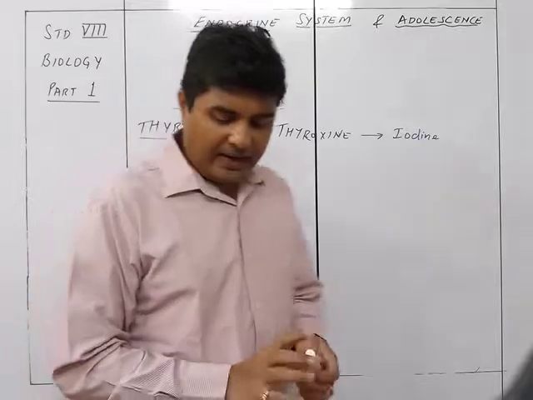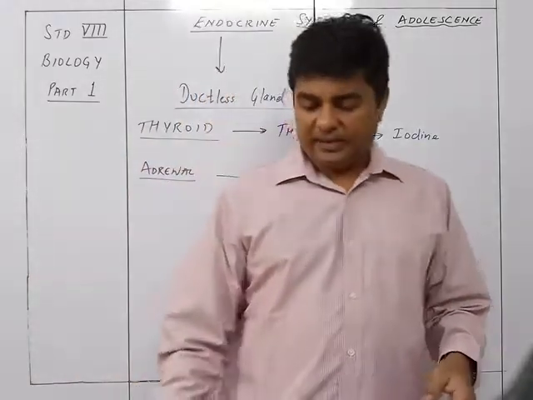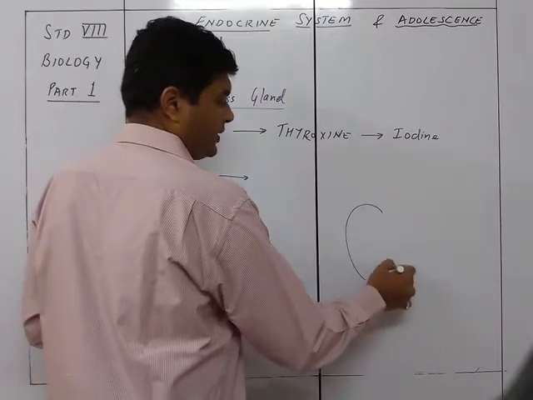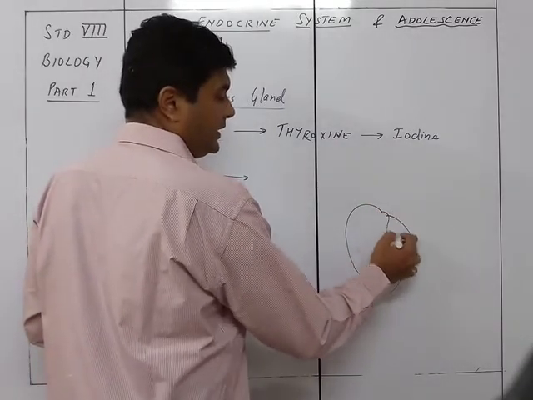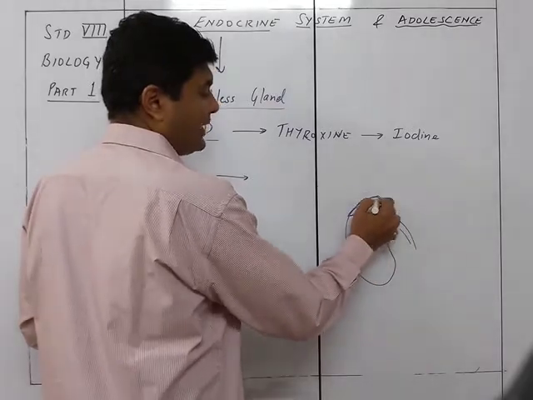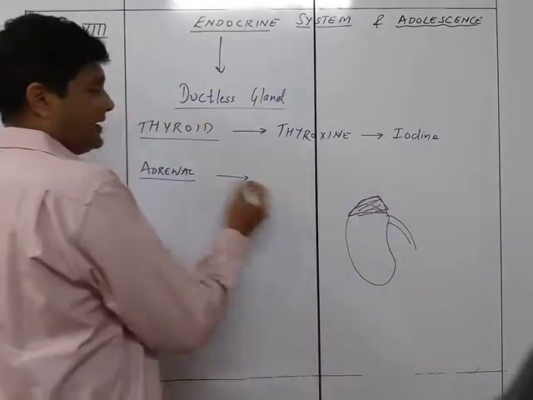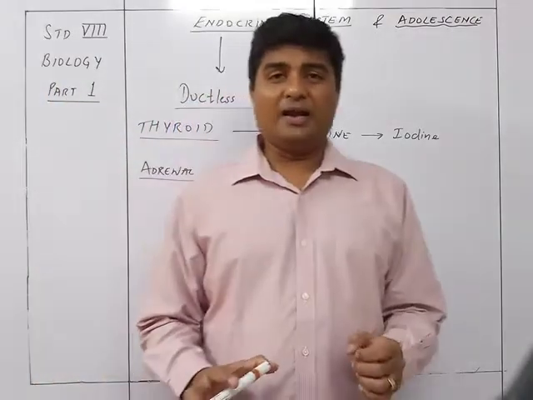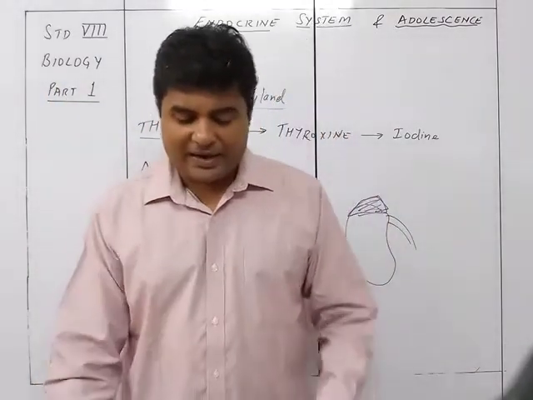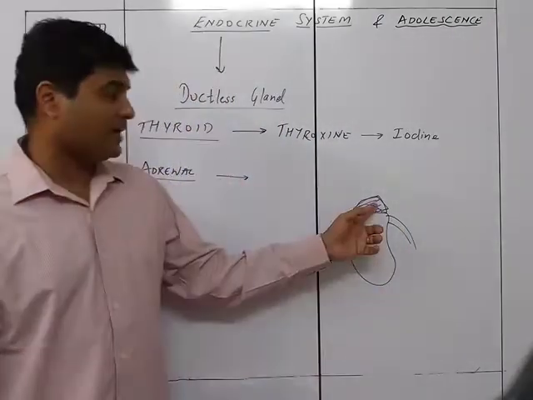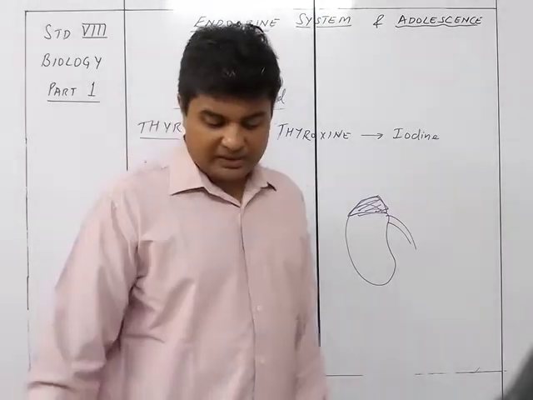Now, the adrenal gland is situated just above the kidney. If this is one of the kidneys, then just above the kidney there is this triangular cap-like structure. This is the adrenal gland. So this over here is called the adrenal gland. That's why we say that the adrenal glands are like caps over the kidneys.